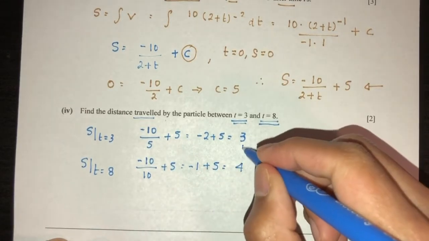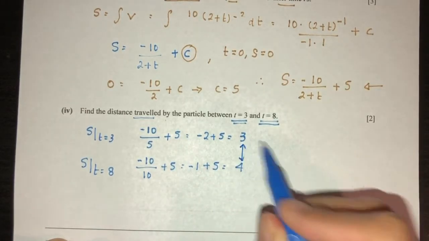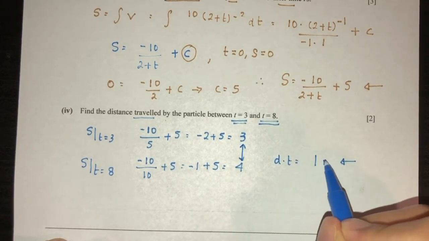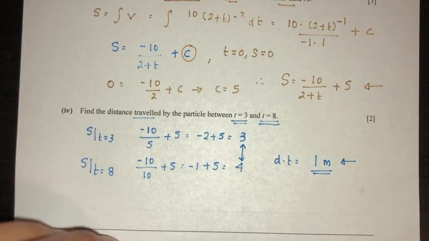So the distance traveled will be the difference between those two. 4 minus 3 will be 1. So you have to write meters, of course, for the distance traveled. That will be your question number 7. Now let's move on to question number 8.